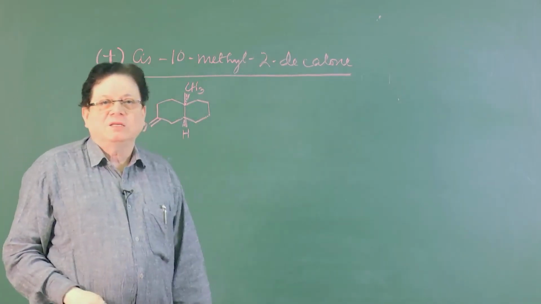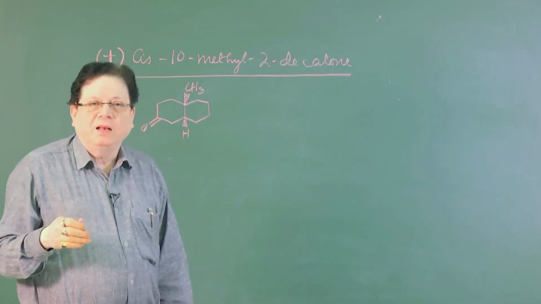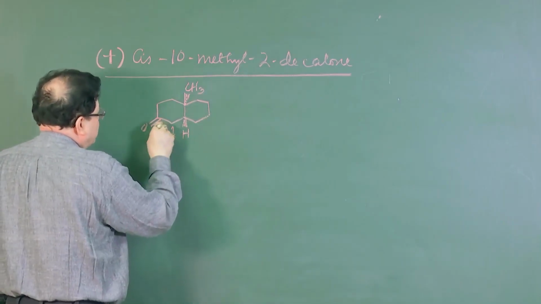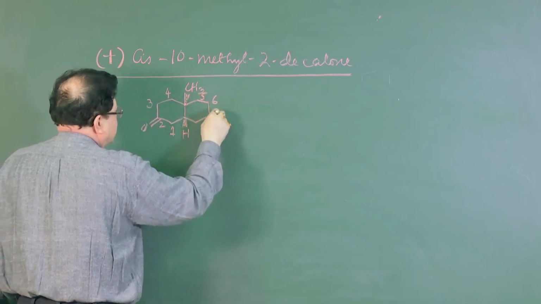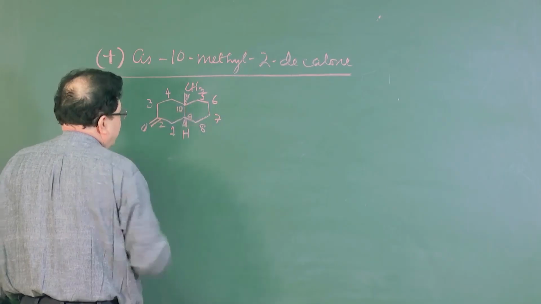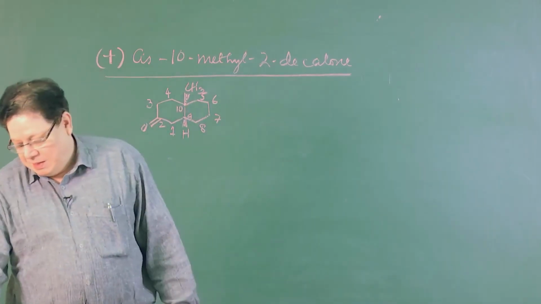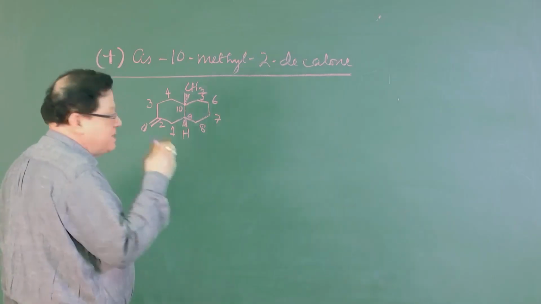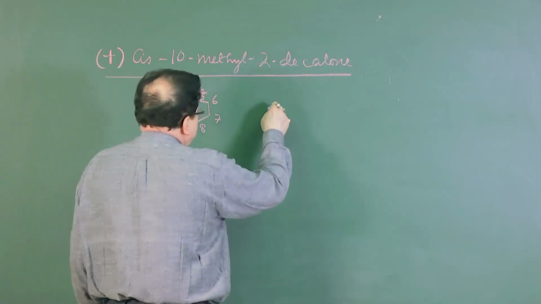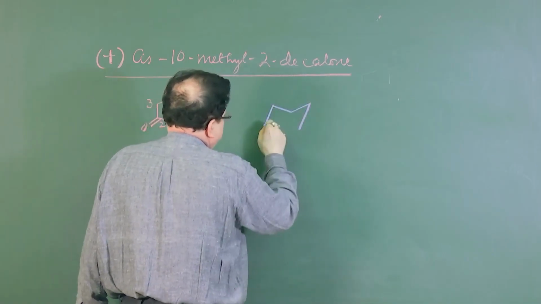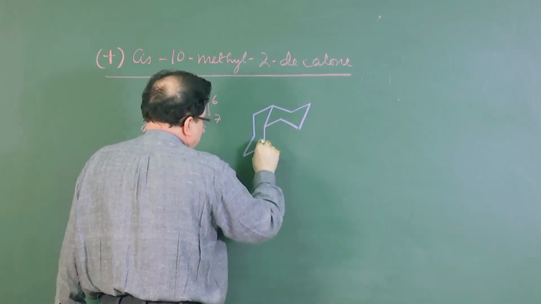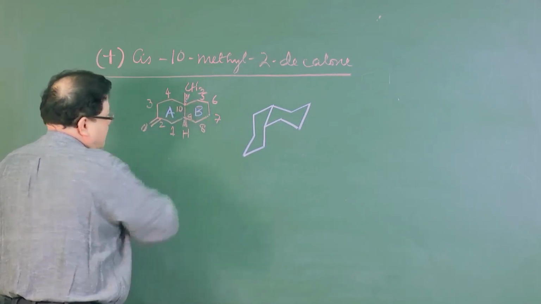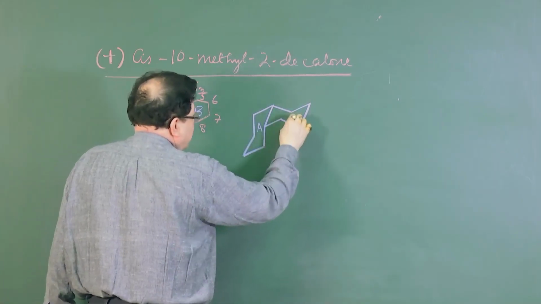This is the plus molecule representing cis-10-methyl-2-decalone. Okay. So, this is the molecule, the numbering goes like this: 1, 2, 3, 4, 5, 6, 7, 8, 9 and 10. Now, because it contains a cis-decalin system, it can exist in two conformations, because a cis-decalin system we know can be flipped. So, one conformation I write is this one. These are the two chair forms. So, let us name these cyclohexane rings. This is the A ring, this is the B ring.